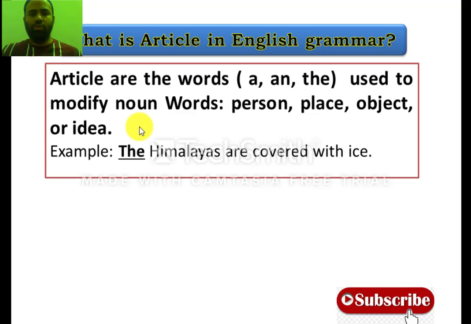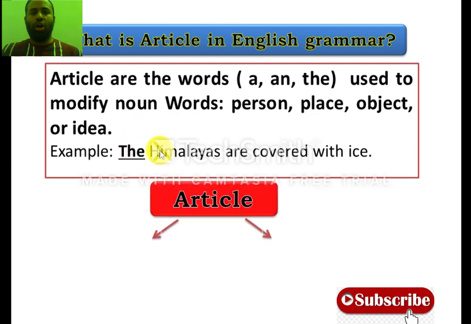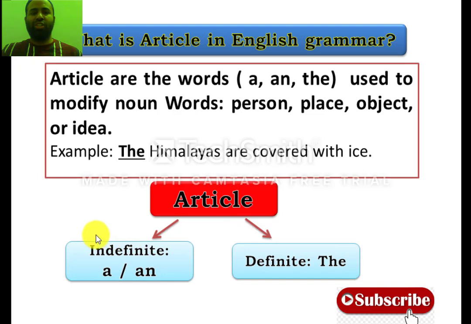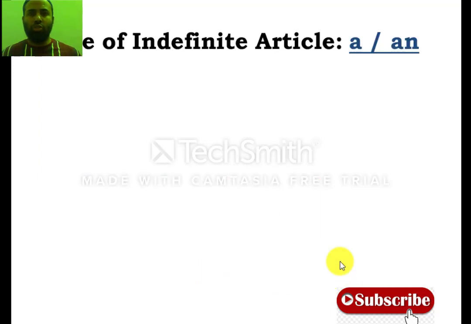For example, the Himalayas are covered with ice. Here, the article. Dear student, you have to know how many kinds of article. Articles are two kinds. One is indefinite article, a, and another is definite article, the. Now you have to know where you should use articles.